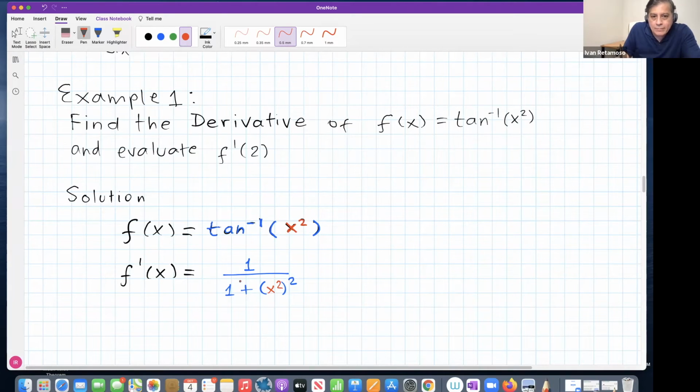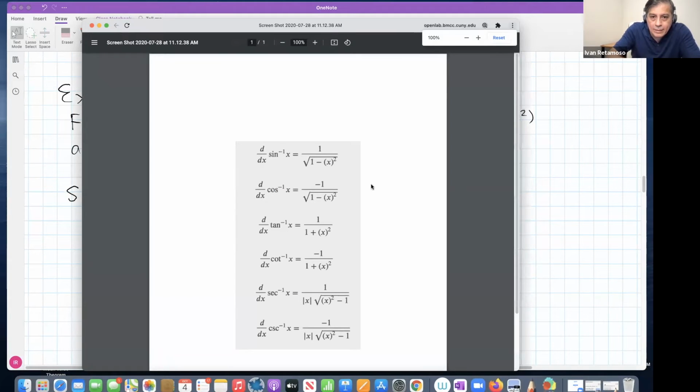Professor, how do you know the derivative of tangent inverse is 1 over 1 plus x squared? In case, guys, you cannot remember this, just pull out your sheet of formulas here, right? I'm using this one. And you can see here how this parenthesis helps, right? So you place the inside function inside.